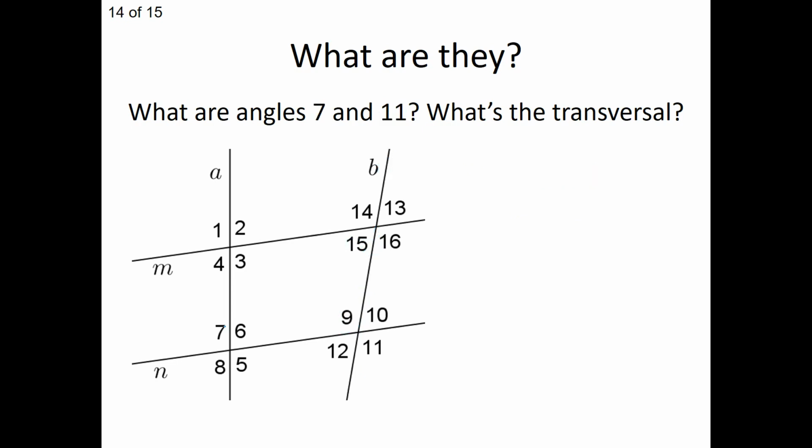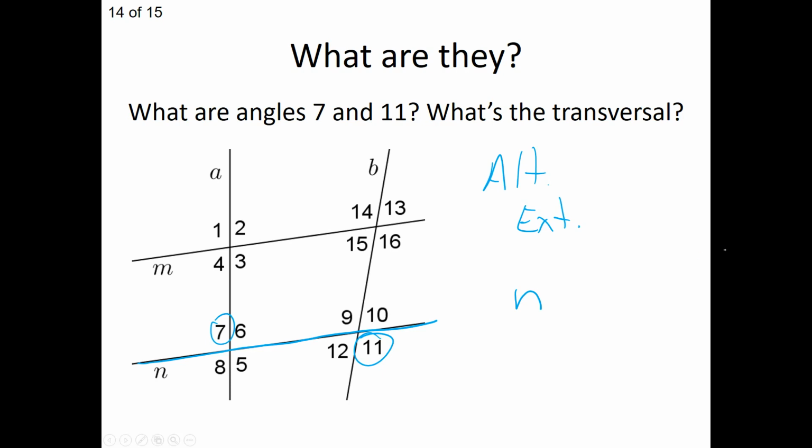A couple more examples. Let's look at angle 7 and angle 11. Angle 7 and angle 11, they're on opposite sides of the transversal, right? And in this case, if we consider them to be lines A and B, that means 7 and 11 are on the exterior, which means they are a pair of alternate exterior angles. I'm going to shorten that up, alternate exterior angles. So what's their transversal? What line do they share? Line N. Okay, they share line N, which means that is their transversal.